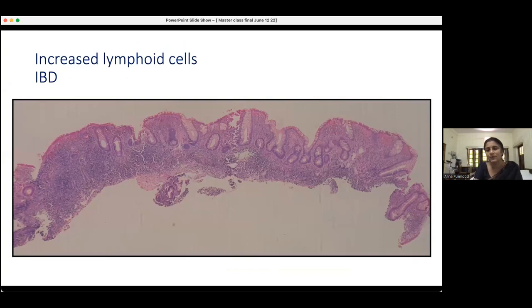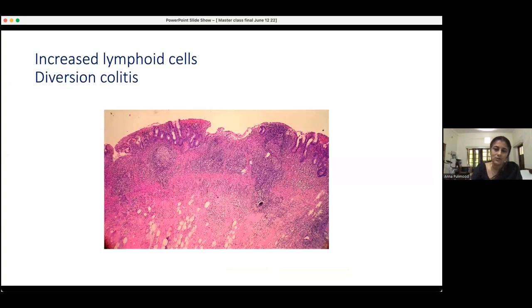And then in that case, you have to look at the architecture, other segments, the scopy findings, and of course, do immunohistochemical markers and molecular studies to distinguish IBD from lymphoma. Diversion colitis also is associated with a lot of lymphoid follicles. Difficult sometimes to distinguish from IBD because of the number of lymphoid follicles, but the architectural alteration is less in diversion colitis. And of course, most importantly, we need the history of diversion when you study this biopsy.